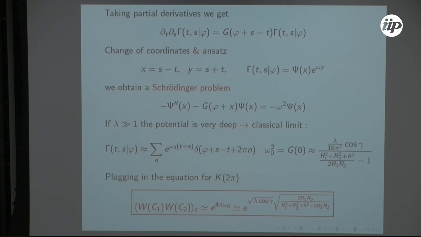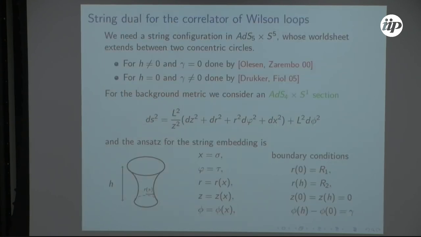So in the last 2 minutes, and then I will just summarize. Okay, now in order to compare, you need a minimal area connecting the two circles at the boundary. Partially this problem was addressed without introducing the cusp in this paper by Olesen and Sarembo, and by Drukker and Fiol in this other paper; we are just considering the two loops at the same time.